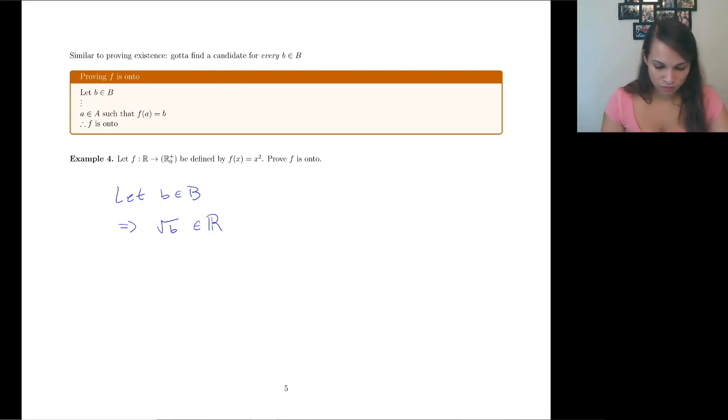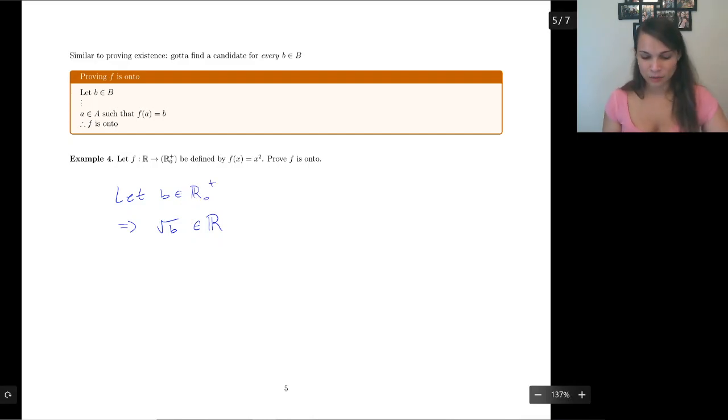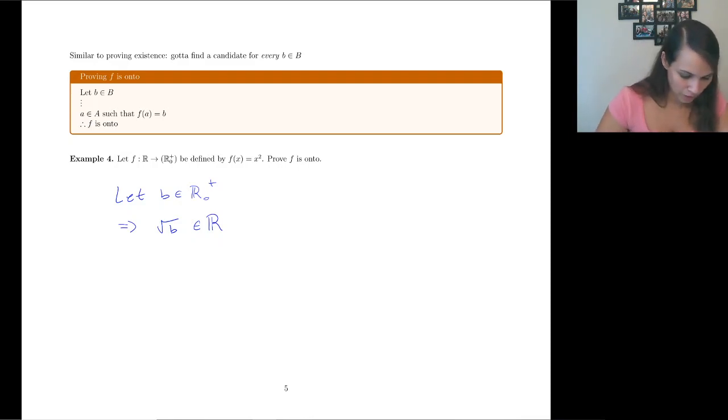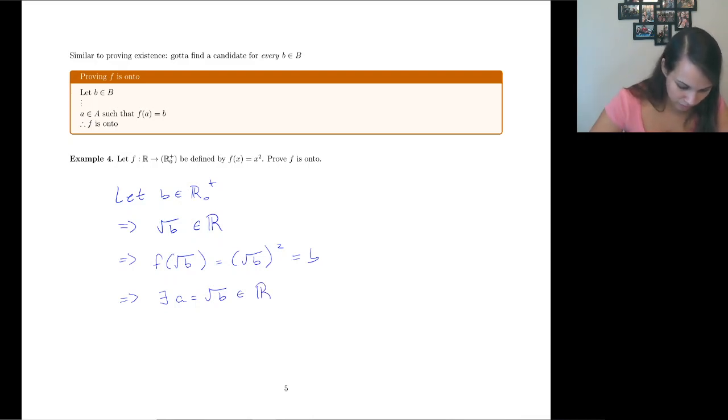Oh, it's not in B. It's in R≥0. And that's what's going to let us take a square root because we're not taking square roots of negative numbers. Okay. So f of the square root of b will be equal to the square root of b squared, which is b. So then there exists a, specifically equal to the square root of b, that is in our domain, such that f of a equals b.